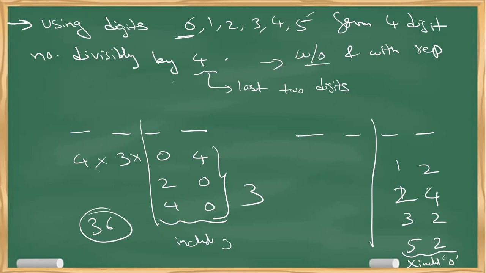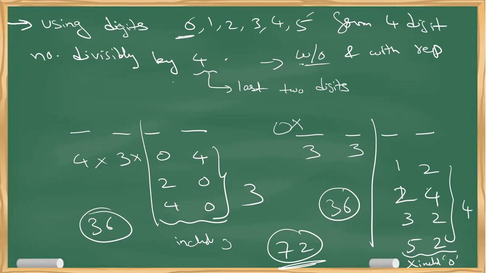Now if it doesn't include 0, one more condition is that 0 should not be present here. So 2 digits gone and 0 should not come. So how many possibilities? Out of 6, 3. So 3 is there. Correct? Now 3 digits gone. How many left? 3. So 4 into 3 into 3 is 36. So 36, 36. So what is the answer? The answer is 72 without repetition.